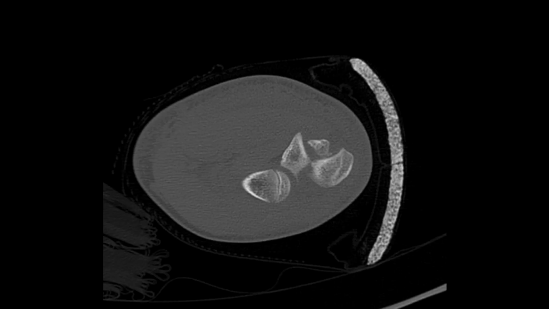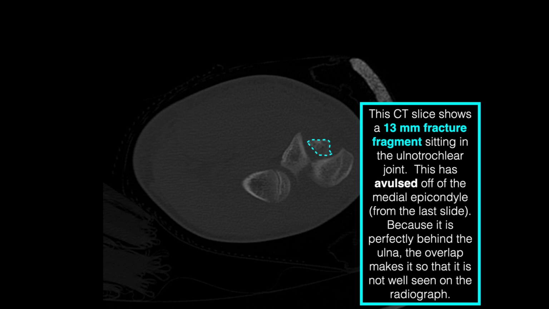Here we have a CT slice through a different plane of the patient's arm, and this slice shows a 13 millimeter fracture fragment sitting in the ulnotrochlear joint. This fragment has avulsed off of the medial epicondyle from the last slide.